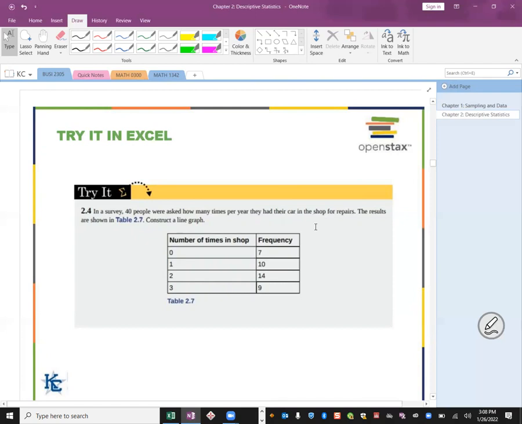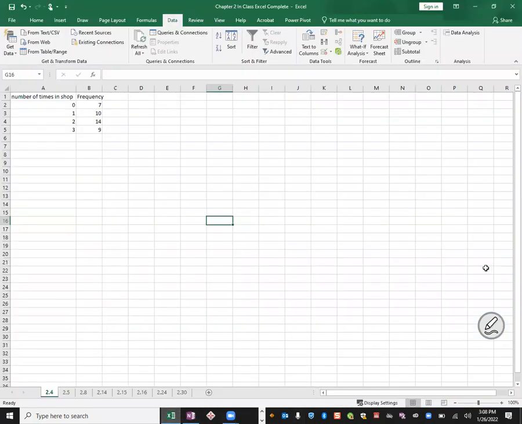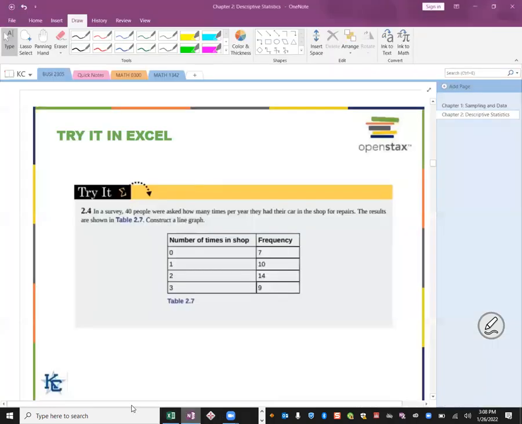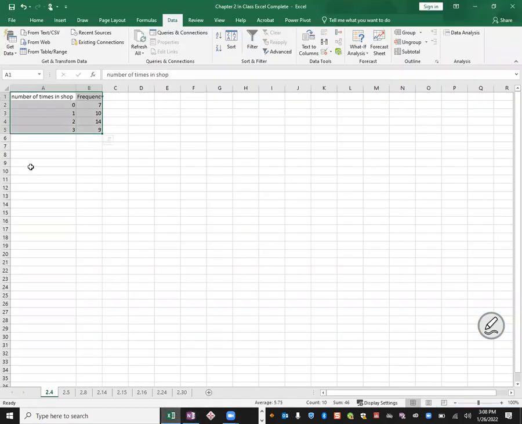So the first one we're going to try in Excel is we are going to construct a line graph. So I've already entered the data into an Excel file for today. And so I'm going to show you how we are going to use this. So I'm going to highlight my data. So I have the number of times it was in the shop and then the number of frequencies. So let's go back and look. We say here in a survey, 40 people were asked how many times per year they had their car in the shop for repair. The results are shown in table 2.7, construct a line graph. So we're going to construct a line graph here. We have our data in a little table in Excel. I pre-typed this. You would need to type this if you were working on your own.